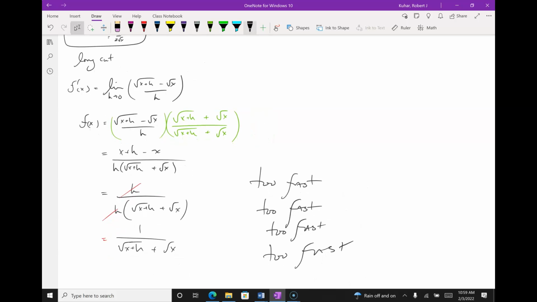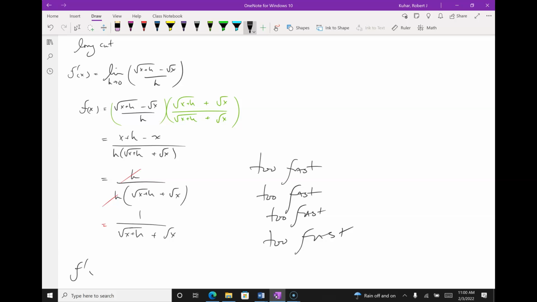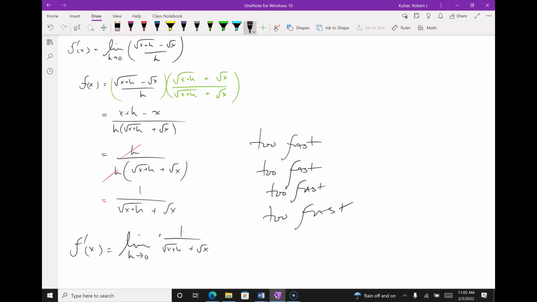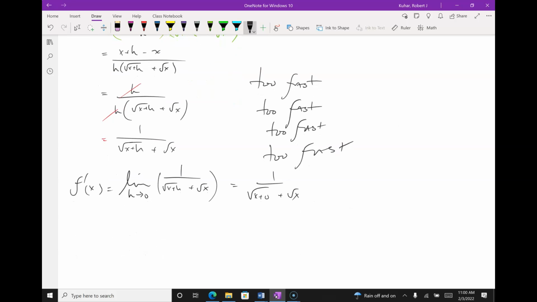All right, I'm ready for my limit. Yes? F prime of x is the limit as h goes to 0 of 1 over square root of x plus h plus square root of x, right? All of that in the denominator. And I can let h go to 0 now. When I let h go to 0, I'm not taking the limit anymore. I'm already at the limit. So I say 1 over square root of x plus 0 plus square root of x. So it's 1 over square root of x plus square root of x, right? That sum is in the denominator. How many square roots of x do I have there? 2. I get 1 over 2 square roots of x. There it is.